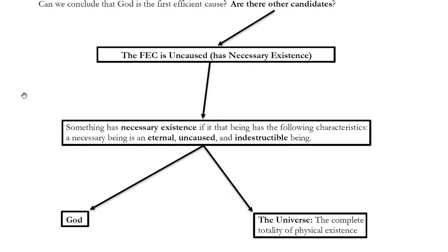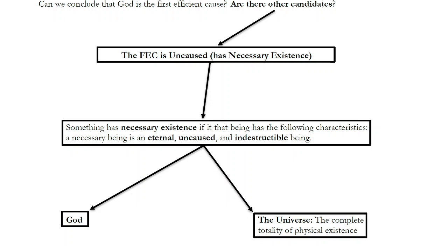Your car comes into existence and it's destroyed. People come into existence and then they die, right? Things within the universe don't have those characteristics. But why do we need to think that God is the necessary being, that God has necessary existence? Why can't the thing with necessary existence just be the universe itself? Why can't we just say that the universe, the totality of physical existence, just always was there, wasn't caused by anything, and will never be destroyed?